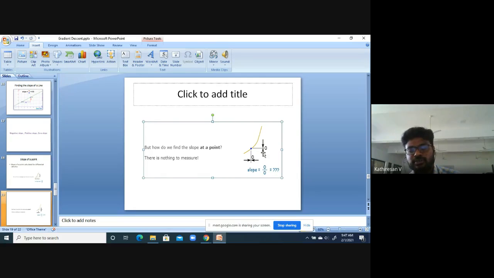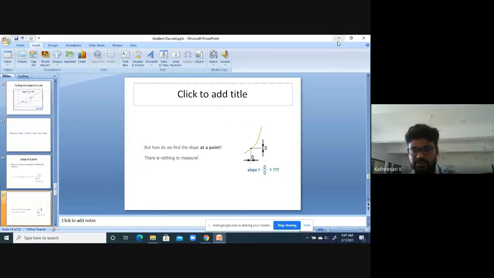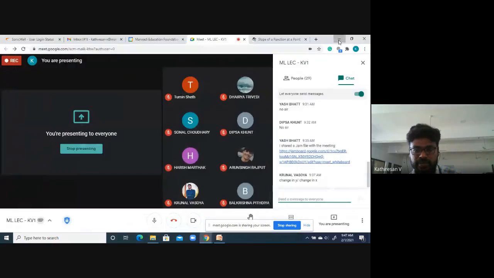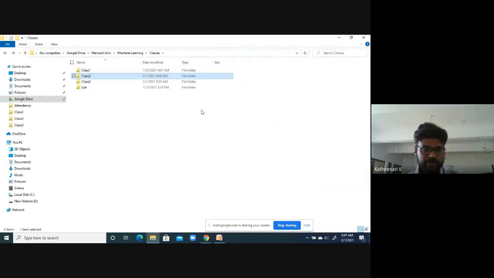So in order to find the slope of a point, you should not follow the formula delta y divided by delta x, that means change in y divided by change in x. For that, you have to get help from differential calculus. So I would like to get into this particular file. Here I have the equations and all.